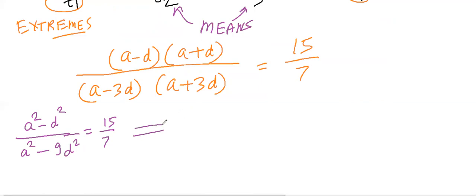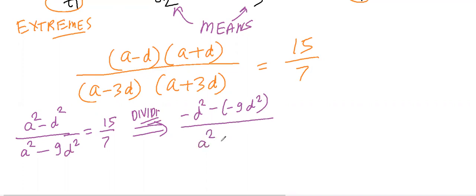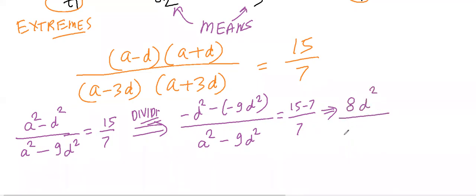So you can apply dividendo here. When you apply dividendo, A square minus A square will get cancelled. And you will get minus D square minus of minus 9D square upon A square minus 9D square, which is equal to 15 minus 7 divided by 7. So the D square that was in the numerator is gone. So what did we get? 9D square minus D square, this I will get 8D square. 8D square is on top, but below there is A square. No problem, let it be.